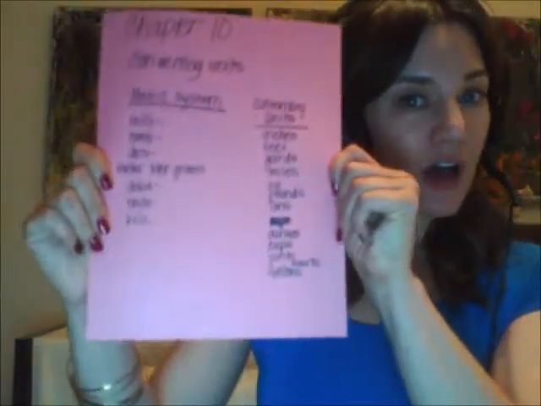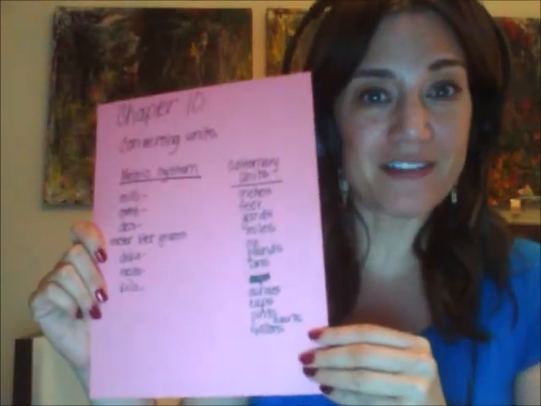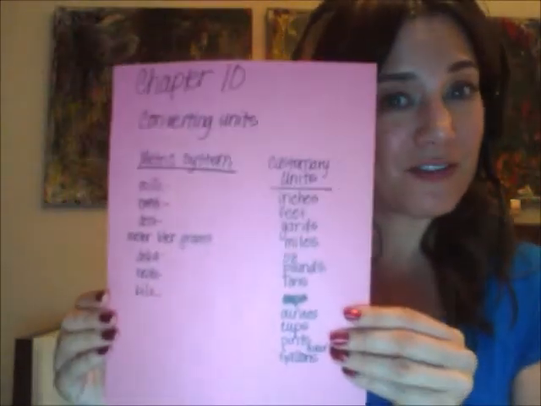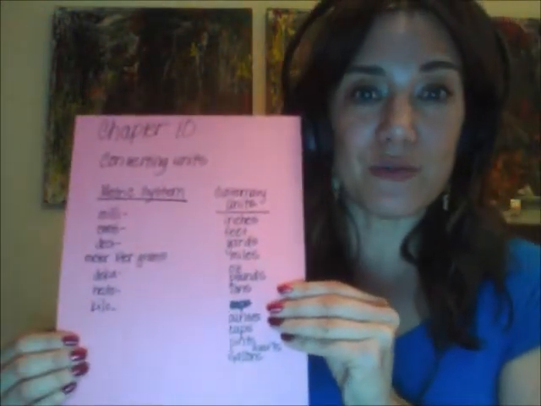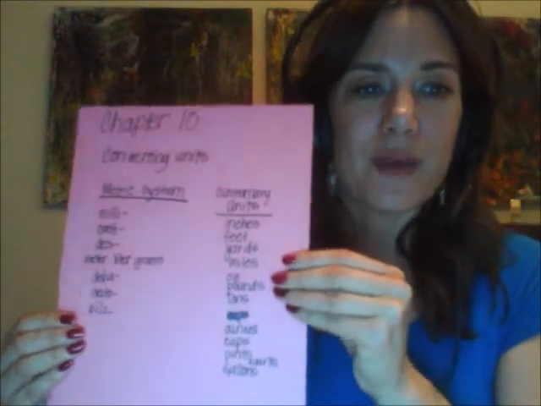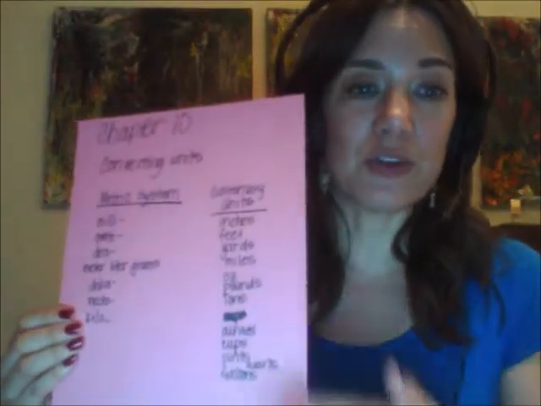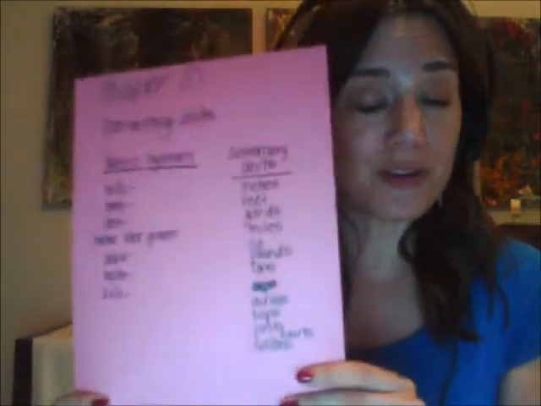Hello, everybody. Today we are starting Chapter 10, which covers many topics regarding measurement. However, we are going to start with the metric system and customary units of measurement and how to convert between the two. This, as American students, is very important because in science, we only use the metric system, but in our everyday lives, we typically use the customary units system of measurement.